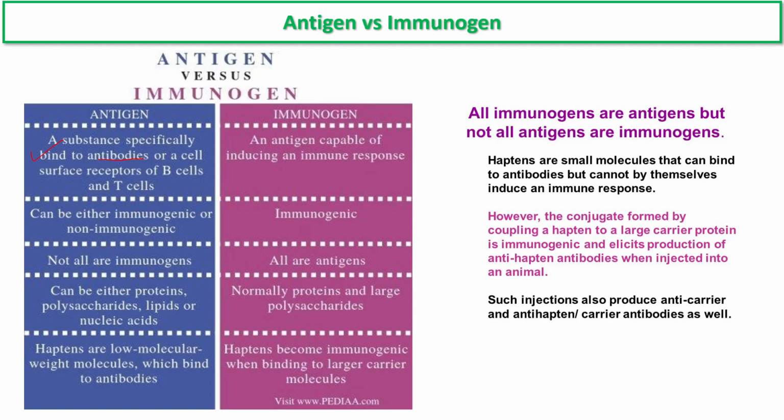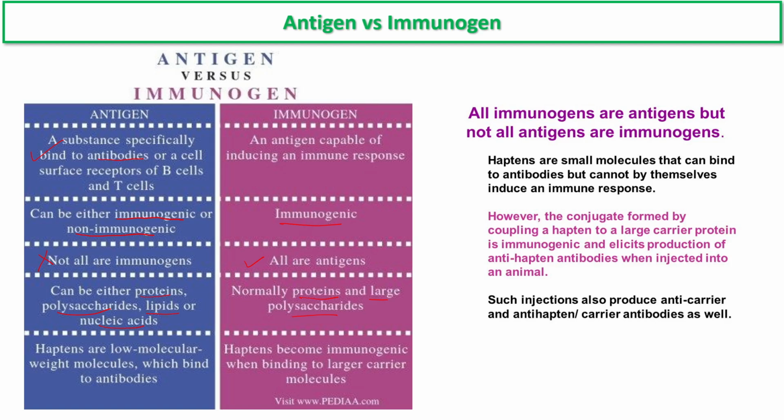But this immunogen is an antigen which is capable of inducing an immune response. An antigen can be either immunogenic or non-immunogenic, but an immunogen is always immunogenic. Not all antigens are immunogens, whereas all immunogens are antigens. An antigen can be any protein, polysaccharide, lipid, or nucleic acid, whereas immunogens are normally proteins or large polysaccharides, not lipids or nucleic acids.